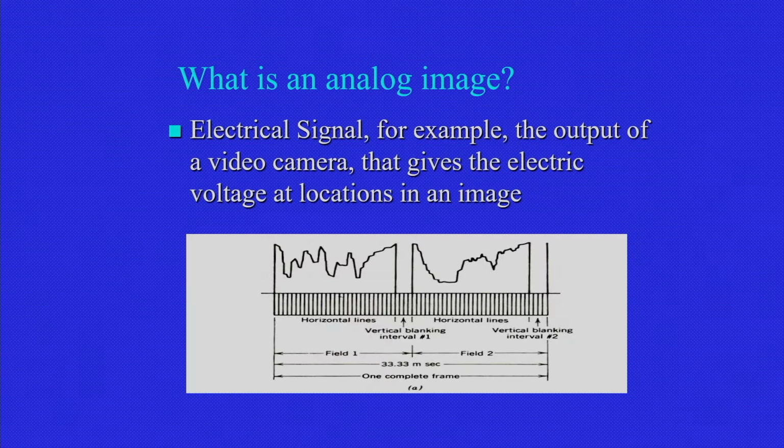So, what is an analog image? Analog means it is a continuous function of time, and this is the definition of the analog image. Here I have shown one analog signal that is obtained from the camera. I have the horizontal lines and the vertical blanking signals. This is mainly the video signal. This analog signal can be converted into a digital signal by the process of sampling and quantization.